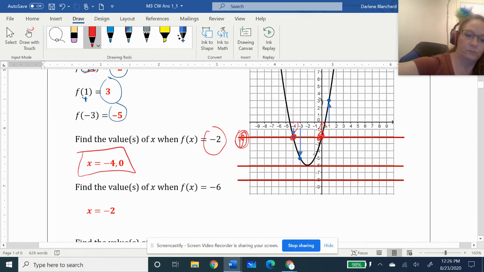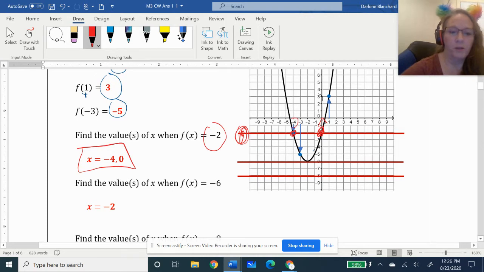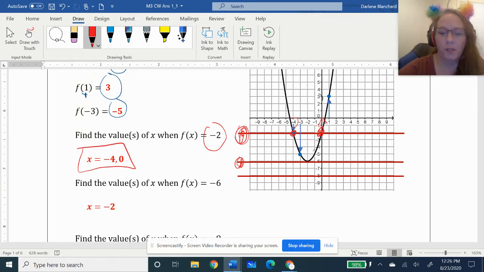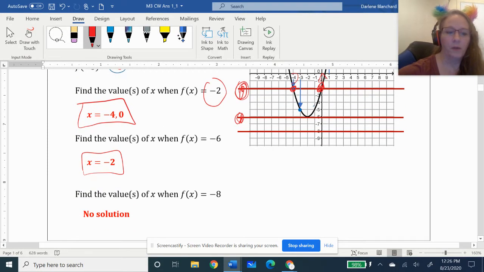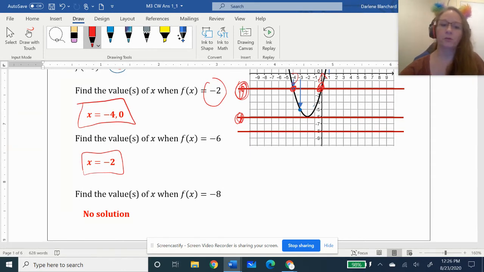Then for the values of x when f of x equals -6, draw that horizontal line. You are touching the vertex of this parabola, so it only crosses once. You get only one x-coordinate. And if you draw the horizontal line -8, you find it does not cross the graph, so you have no solution.